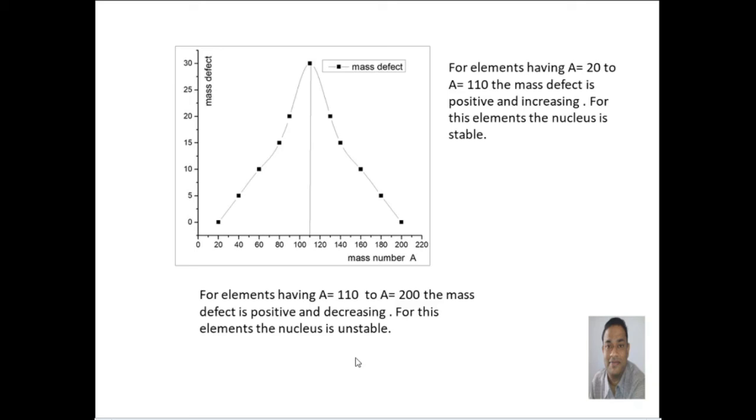While for the elements having mass number A equal to 110 to A equal to 200, the mass defect is positive but it goes on decreasing. These are the elements whose nucleus is unstable. So mass defect gives us an idea about the stability of the nucleus of a particular element.